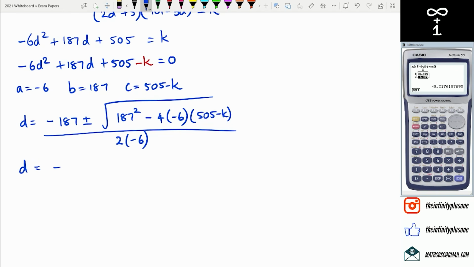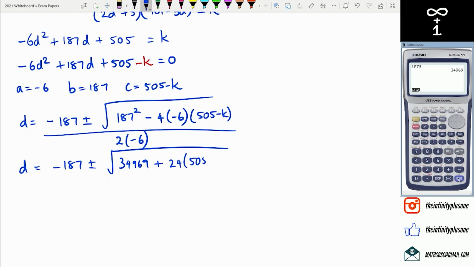So simplifying this, I've got negative 187 plus or minus. Whew, that is a very ugly equation, but you know what? This is just part and parcel of the game. So we've got 187 squared, which is 34969. Plus 24 times 505 minus K. That whole thing divided by negative 12. Because there's two negatives there, I'm going to get rid of the negative. I'm talking about this and this.